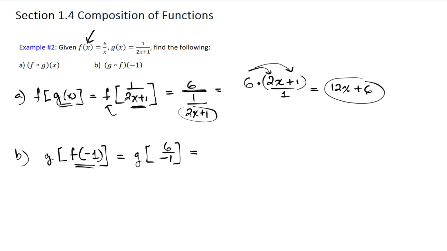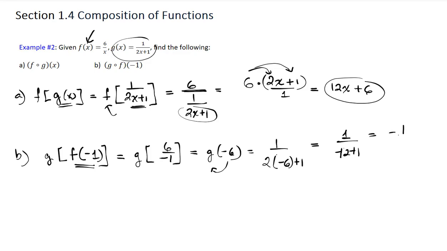Simplifying 6 divided by negative 1, we get a negative 6, and then plug this number now into the function g. So using the function g, that's 1 over 2 times negative 6 plus 1, and then further simplify this, we get 1 over negative 12 plus 1, which is negative 1 over 11.